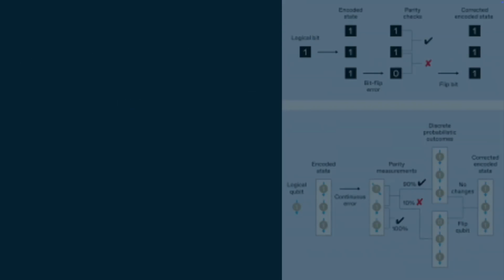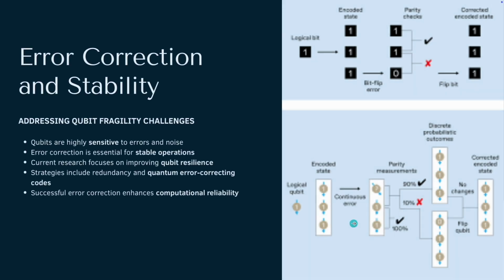One of the hardest parts of quantum computing is keeping qubits stable. They're super sensitive to their surroundings. Even a small vibration or a bit of heat can mess them up. This is called decoherence. To fix this, scientists use quantum error correction, which means combining many physical qubits to create one logical qubit that's much more stable. But this takes a lot of resources, so scaling up is still a major challenge.